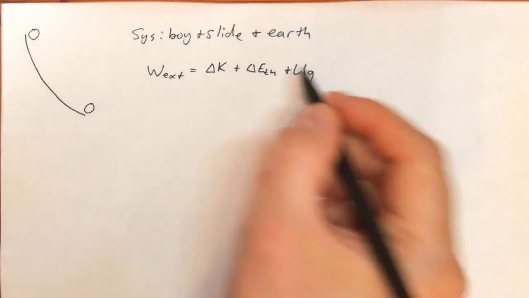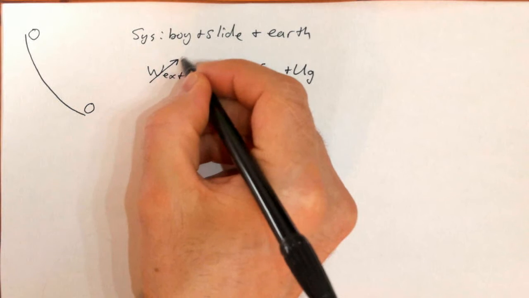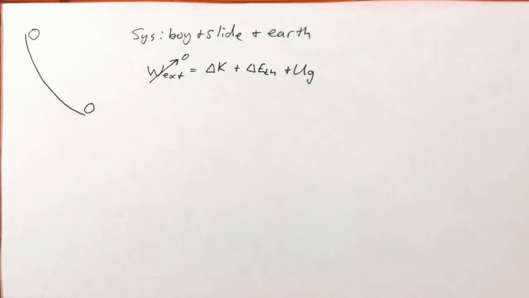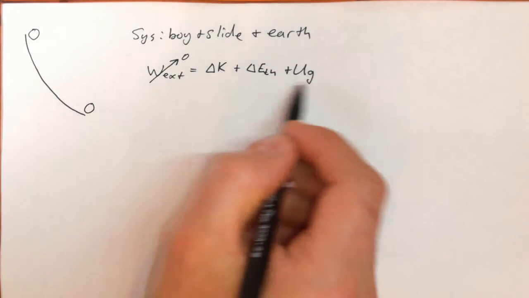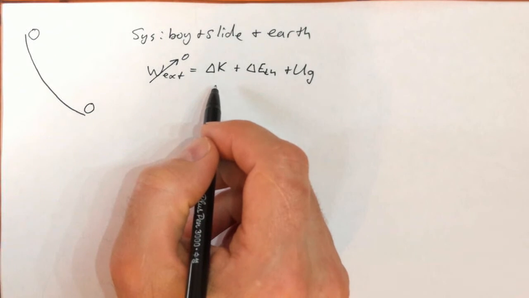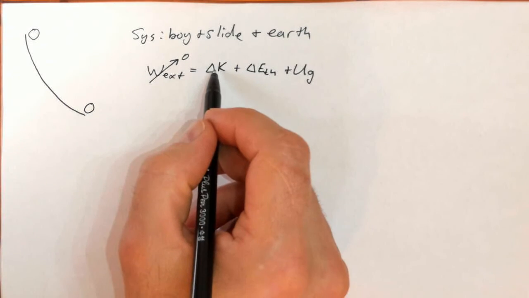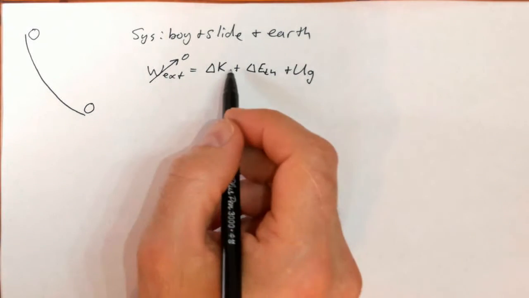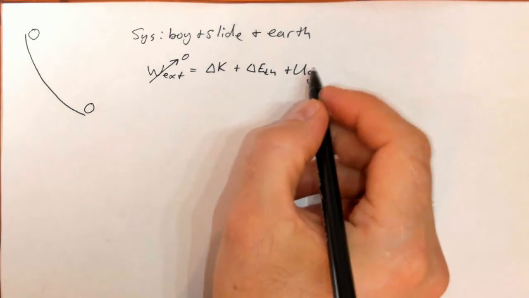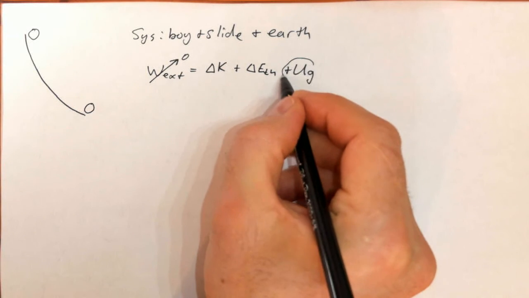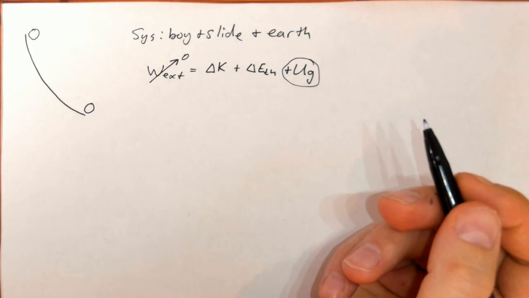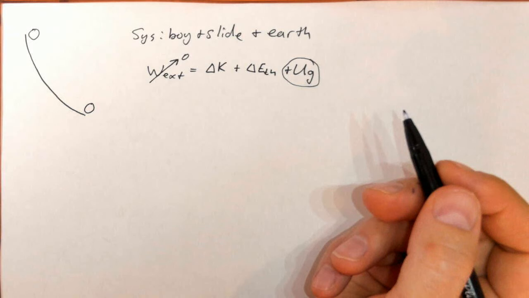And because of that, there's nothing else left to act on our system. We've included everything acting on the boy, the slide, the Earth, all through gravity. So there is no external work, which means the sum of these values shouldn't change. Now, it does mean that the values themselves could change, converting one type of energy into another. But the point is sometimes we can just consider the gravitational potential energy rather than trying to calculate the work done by gravity.